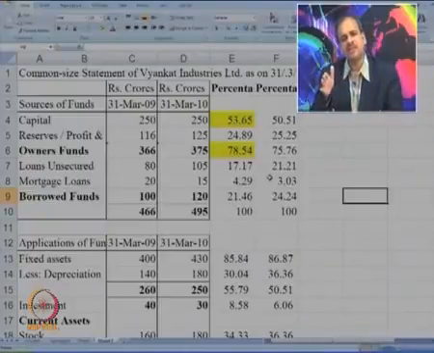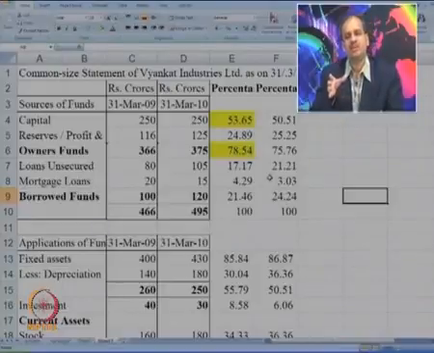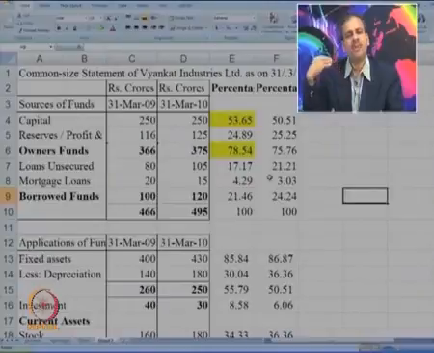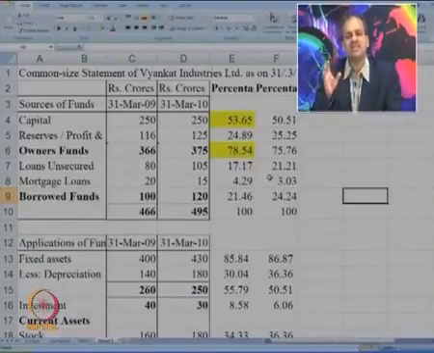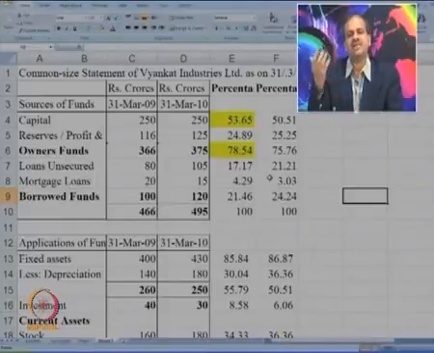In a common size statement, an attempt is made to bring all the figures in relative terms as a percentage of total, so that this data can be compared with any other company. So even if the company is large, we can say that as a percentage, how much is contributed by, let us say, capital, let us say how much is contributed by loans, and so on.